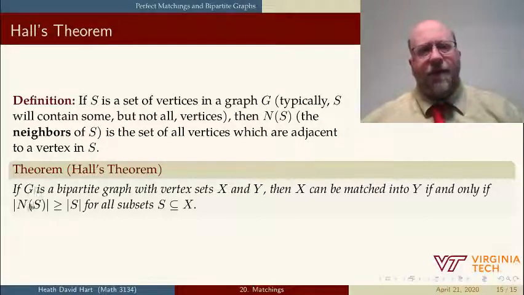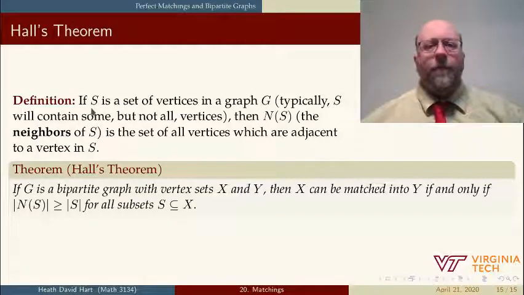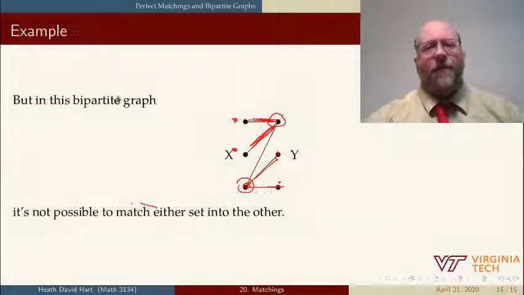But here's a theorem that gives us a test to see if we can match into another. If S is a set of vertices in a graph, S will usually contain some of the vertices, not all of them. Then N of S is going to be the set of all the vertices that are adjacent to S. So let me go back to the previous slide and do a couple of examples.